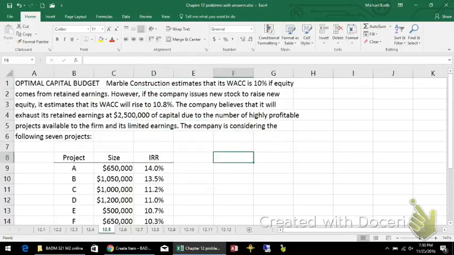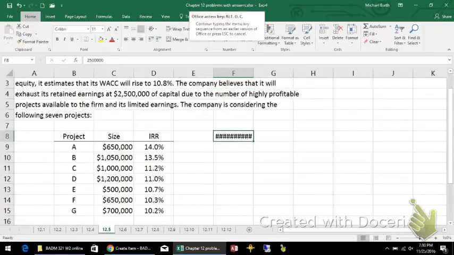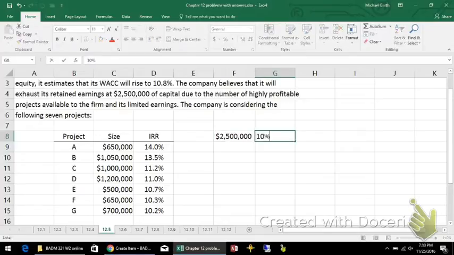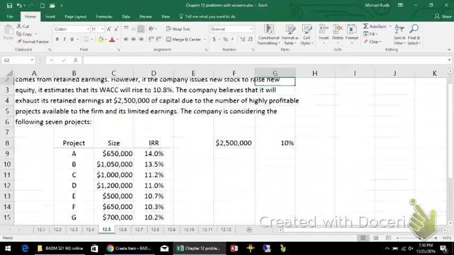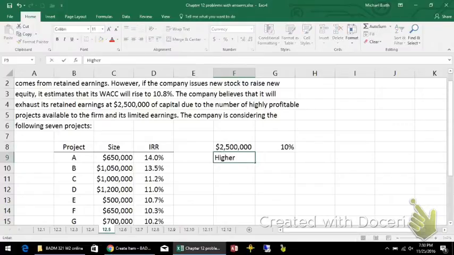For this firm, the company mostly raises equity from retained earnings. And so it's going to have retained earnings of $2.5 million. So the first $2.5 million of capital they raise is going to cost 10%. That's given in the problem. And then if the company issues new stock to raise additional beyond the $2.5 million, so if they need higher than that, the cost of capital will go up to 10.8%.